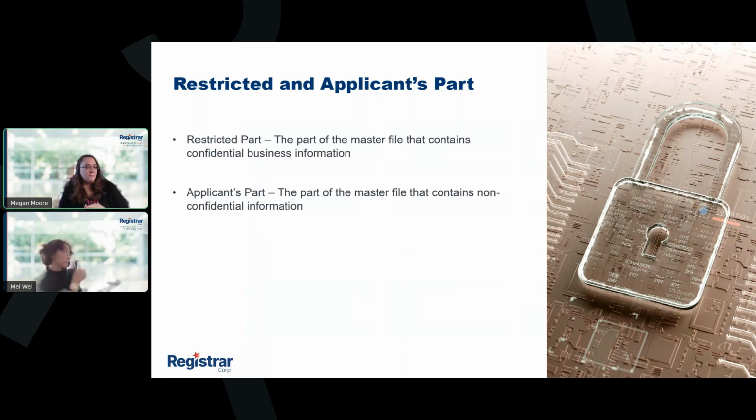Health Canada requires that Type 1 and Type 4 master files, so that is the API and the drug product master files, be divided into restricted and applicant's parts. The confidential information should only be included in the restricted part, which is viewed only by the agency. The applicant's part contains information that is non-confidential and may be reviewed by the applicant referencing the master file.